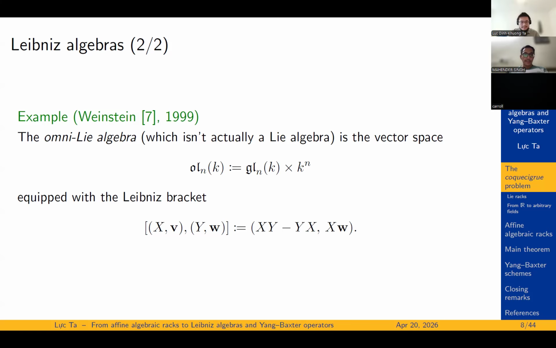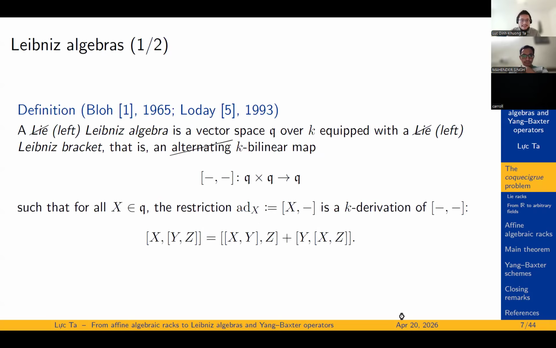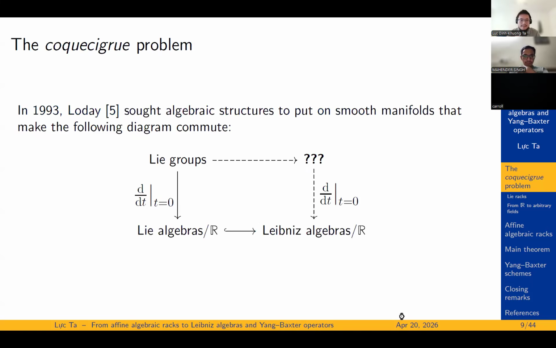Okay, so what is the coquecigrue problem? Well, Leibniz algebras were first introduced in 1965 by Bloh, but they didn't really become popular until Loday reintroduced them in 1993. And in that paper, Loday asked the following question.